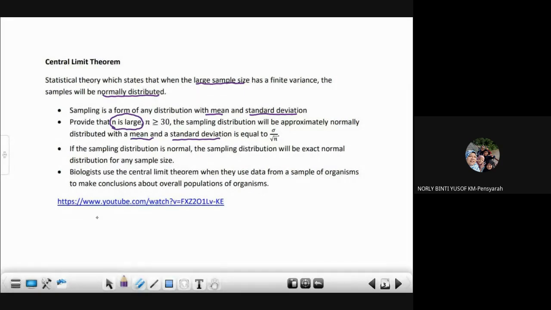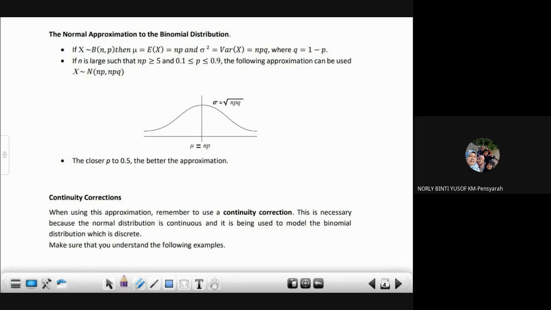So kalau you nak lebih lanjut, you boleh tengok link ni lah. Tapi just to understand, no need to answer the define tu dalam PSPM. Dia takkan tanyalah soalan ni, cuma applications of solving questions only. So kita pergi pada normal approximations to binomial distribution.